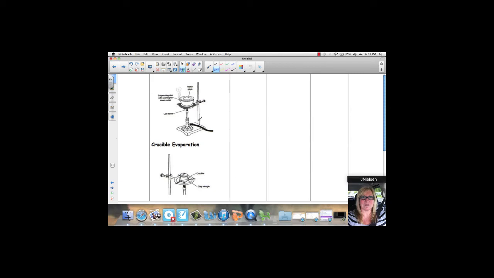Here we have two different types of things. We have an evaporating dish, which is like a little white porcelain dish with a watch glass over top so things don't spatter. And here we have a crucible, which is a smaller porcelain dish with a little cover. Both of these are physical means of separation.